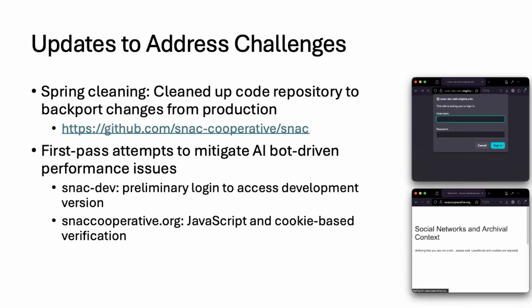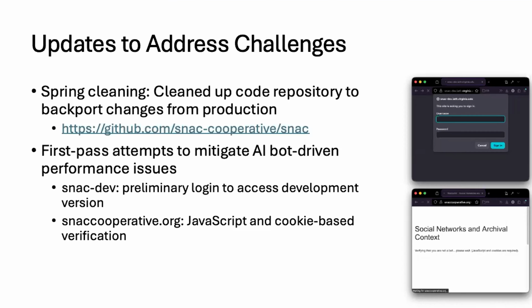Over the summer, last summer, I took some time to do some not spring cleaning, but summer cleaning, cleaning up the code, making sure that any of the changes that have been made recently have been backported into the production repository for the code, and making sure that everything is moved up and clean on GitHub. So all of the 100,000 lines of code from SNAC are publicly available on our GitHub page for others to use and try. We've also made first passes to mitigate some of the bots that have been plaguing our servers.